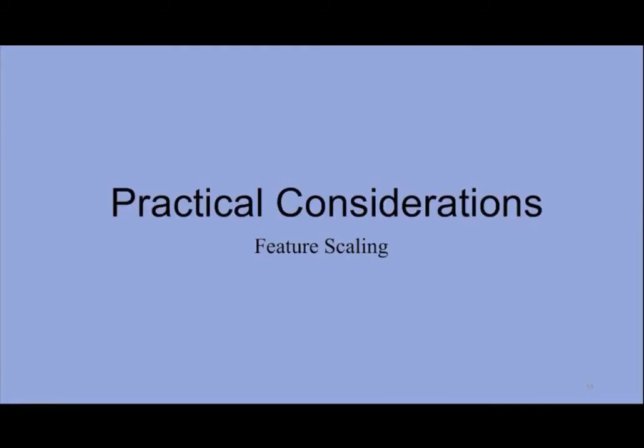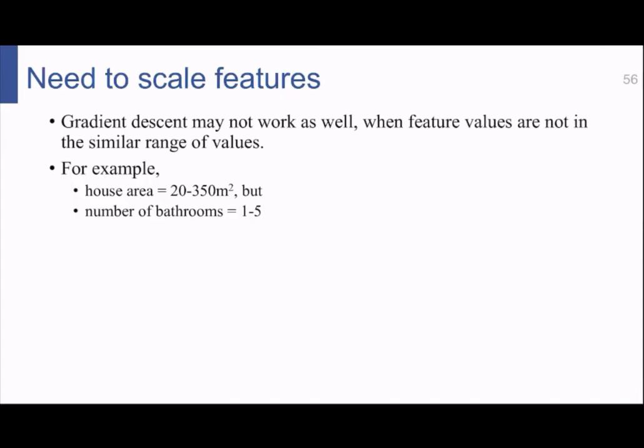Now some practical considerations in order to make your model behave better. As we said, in order to find this solution, there is under the hood an algorithm called gradient descent that is used. This algorithm may not work well when the features do not have the same range of values. In our example, this may happen. The house area may range between 20 and 350 square meters or even more. The number of bathrooms is much smaller, maybe between 1 and 5.